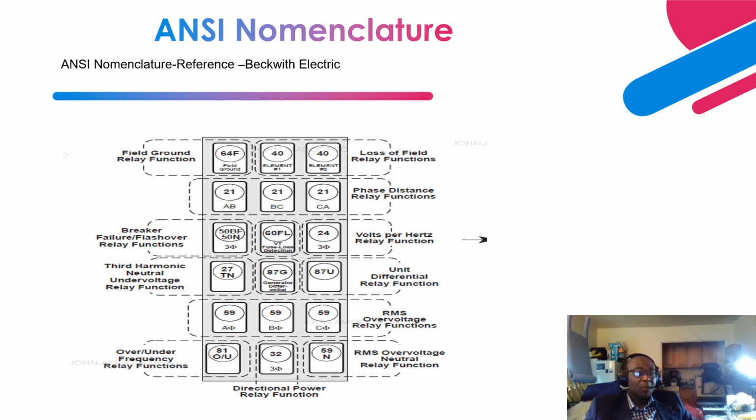Next is 50BF and 50N. These are instantaneous elements. Like I indicated, protective relay engineers talk about numbers. So 50BF means instantaneous breaker failure, and 50N is instantaneous neutral measuring elements.